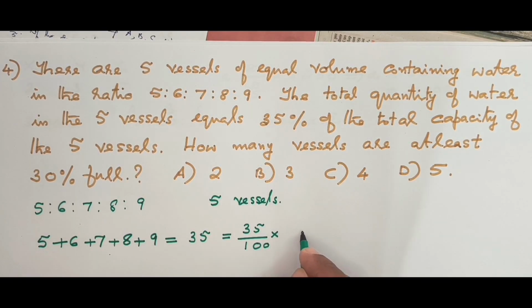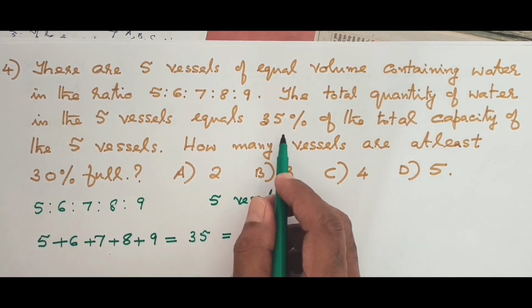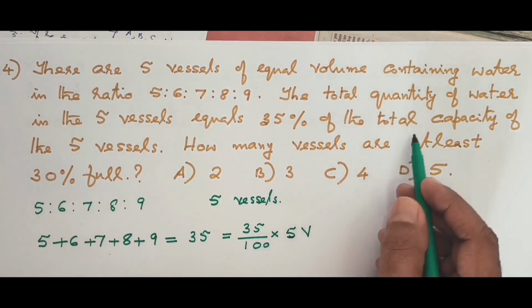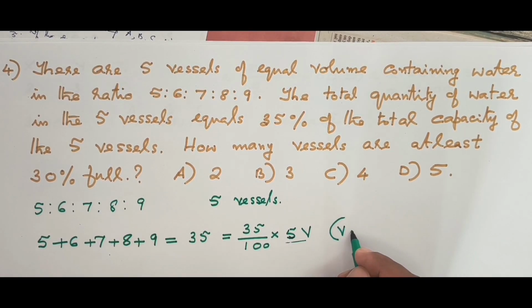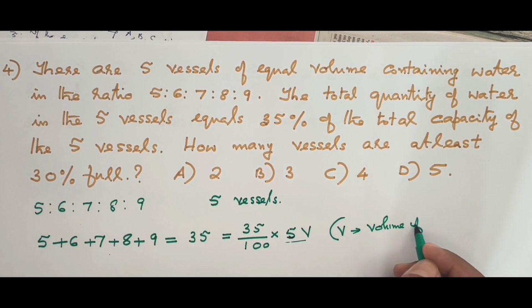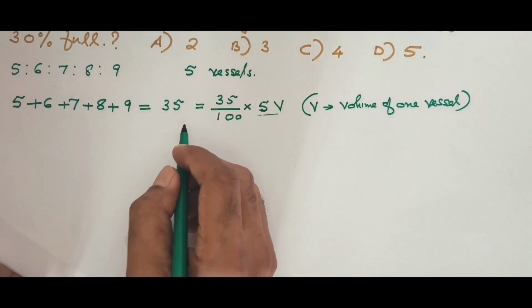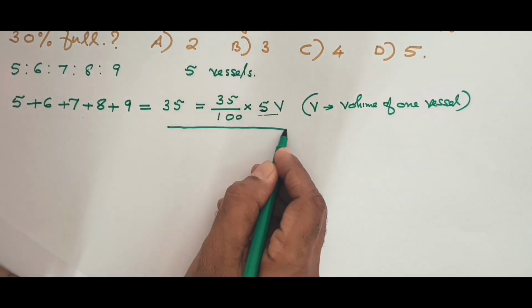So if I take V as the volume of one vessel, 5V will be the total volume or the total capacity of all the 5 vessels. That's what the problem says. 35% of the total capacity of 5 vessels, which is 5V. So here the assumption is V is the volume of one vessel. So we got an equation like this.